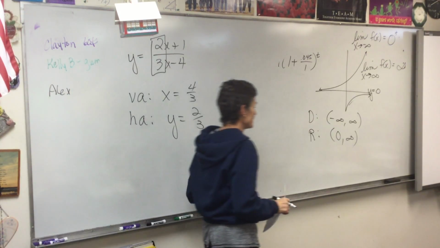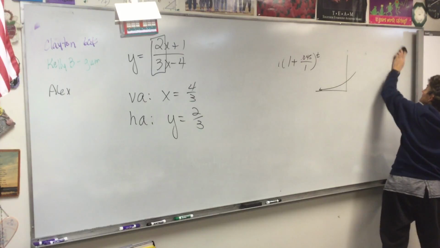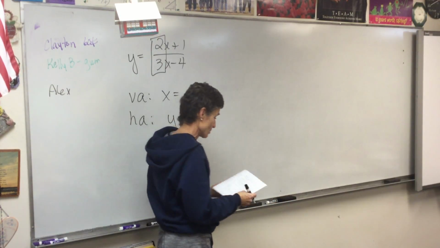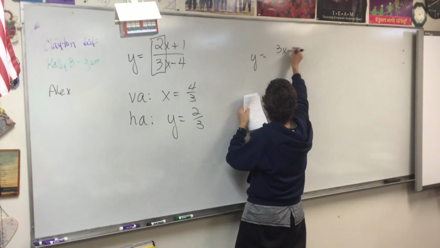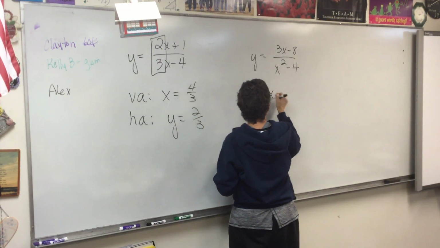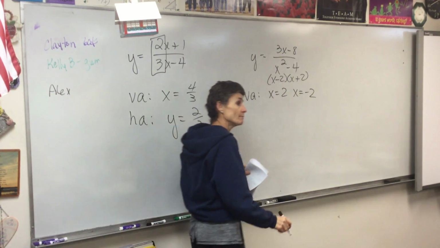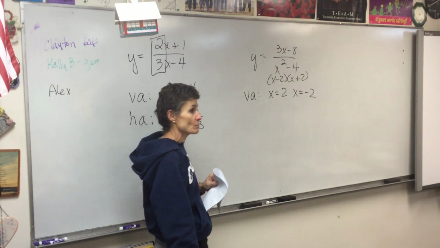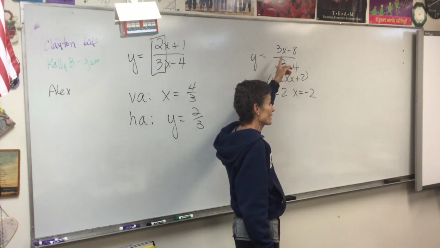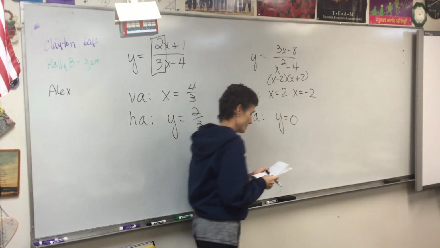There will never be a slant asymptote unless the power on top is bigger. As long as the powers match, or the one on the bottom is bigger, you're going to have a horizontal asymptote. Speaking of which, 3x minus 8 over x squared minus 4. Vertical asymptotes, there are 2 of them. X equals 2, x equals -2, because that denominator factors, right? Where do vertical asymptotes come from? Whatever makes the denominator 0. Now, the powers do not match. However, the one on the bottom is bigger, so the horizontal asymptote is y equals 0.